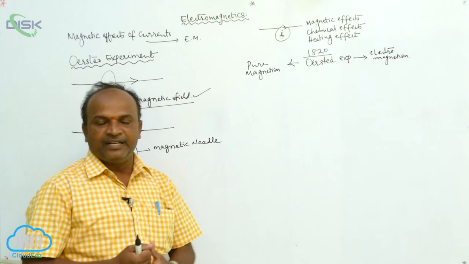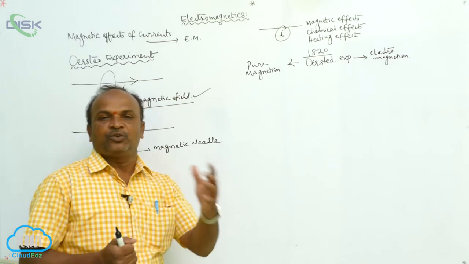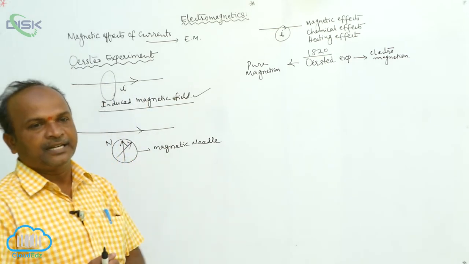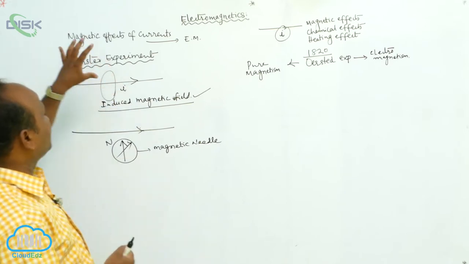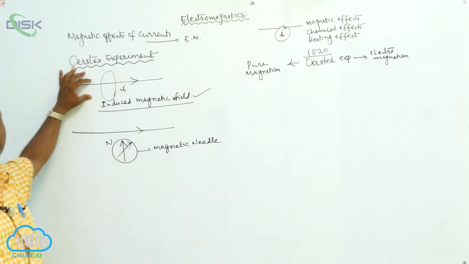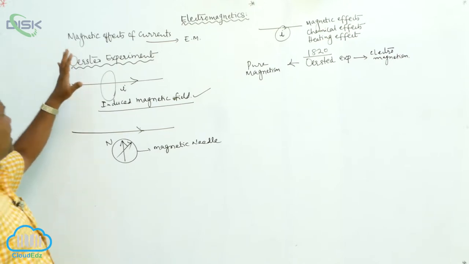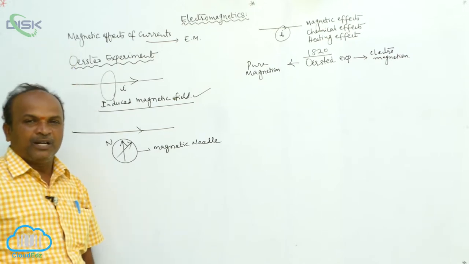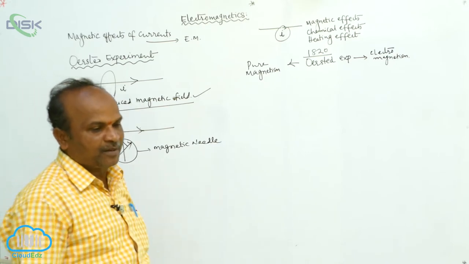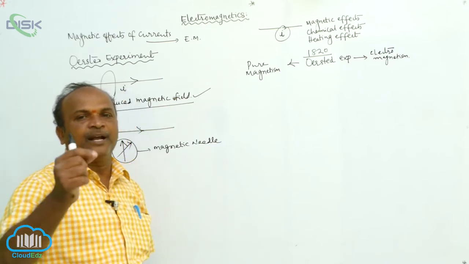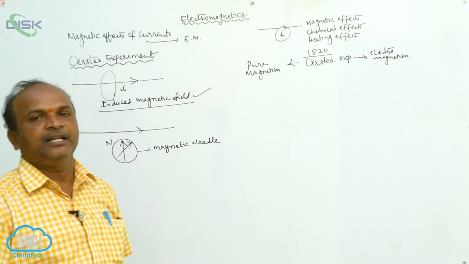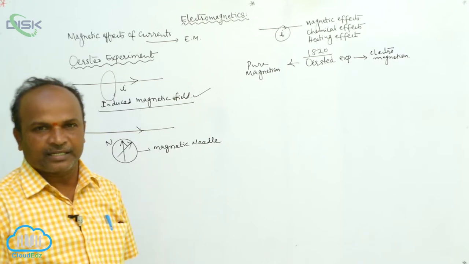Why is the magnetic needle deflected? What shows the deflection in the magnetic needle? That means around the current carrying conductor, there is a magnetic field. Therefore, what is the conclusion of the Oersted experiment? The induced magnetic field is established around the current carrying conductor.